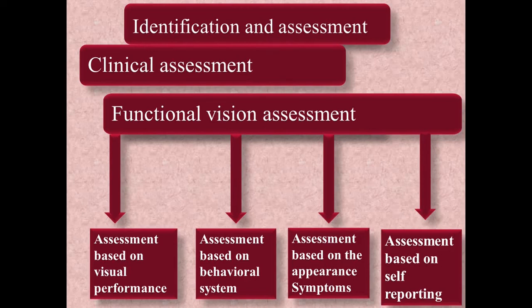Does the child often hit against objects lying ahead or on the side? Does the child shut or cover one eye, tilt his head or push his head forward? Does the child stumble over objects or experience difficulty in moving around the classroom? Does the child feel difficulty in reading or doing tasks which are close to the eyes? Third one is assessment based on the appearance symptoms.